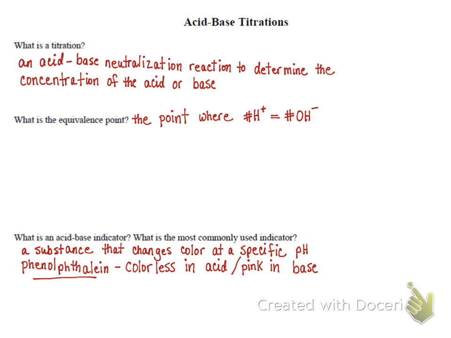The one that we most commonly use, the one that we are going to use in lab, is called phenolphthalein. It's the most common acid-base indicator for titrations, and it is clear and colorless in acid solution, but it turns pink when the solution is basic, when the pH goes above 7. So you know when to stop because it is just barely pink. That tells you that you're right at the point, or close to the point, where the protons and the hydroxides are equal to each other.